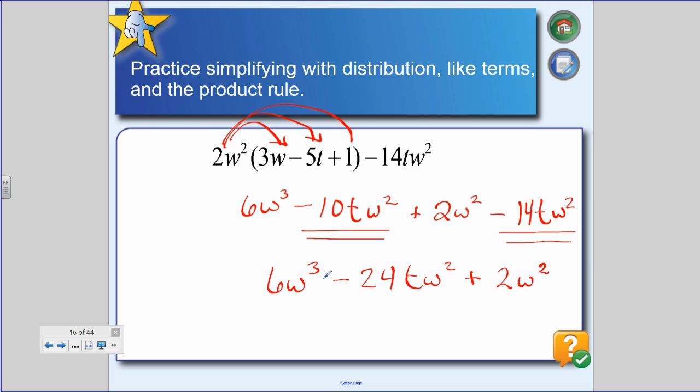Now, you might have gotten a different answer, in a different order than I have, but as long as you have positive 6w cubed, check your expression to make sure you have 6w cubed. Make sure you have a minus sign in front of your 24 tw squared, and make sure you have a plus sign or just simply be positive on your 2w squared. If you have those 3 things, you have met the criteria for this.